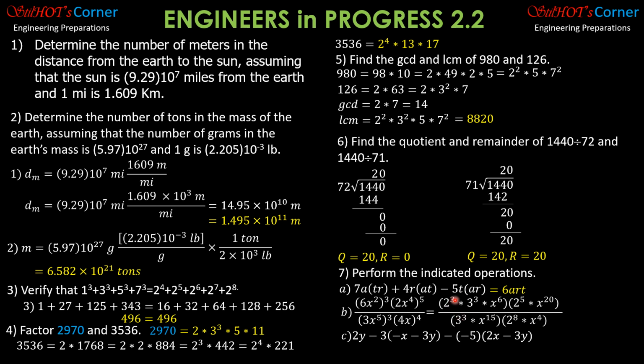So 2 to the 3 plus 5, 2 to the 8, divided by 2 to the 8, so 2 to the 0 or 1. Then 3 cubed divided by 3 cubed is also 1. So therefore there's no number left. Then x to the 6 times x to the 20 is x to the 26. The denominator is x to the 15 plus 4, x to the 19. x to the 26 divided by x to the 19 is x to the 26 minus 19. So the final answer is x to the 7.